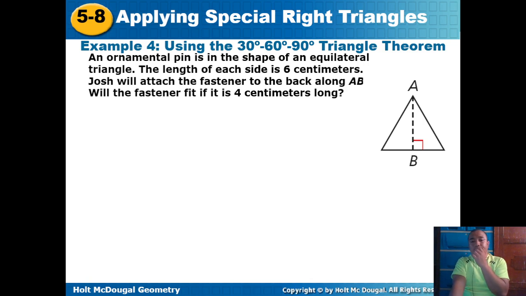Okay, application. An ornamental pin is in the shape of an equilateral triangle. The length of each side is 6 centimeters. Josh will attach a fastener to the back along AB. Will the fastener fit if it's 4 centimeters long?